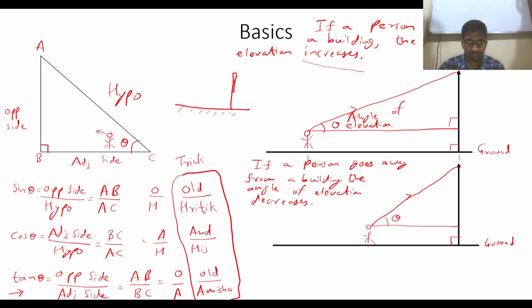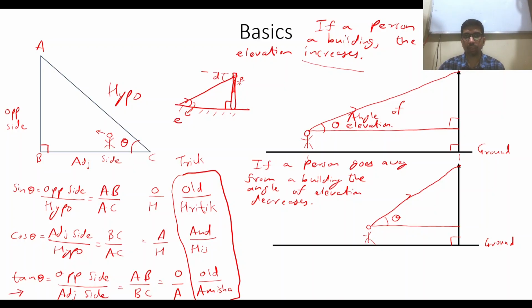The building is not good. So assume there's a building over here. This is 90 degree. A person is at ground. A person will look up. So if you're looking up, it's called as angle of elevation. Now there is a person over here at the top floor. He will look down. So looking down is called as angle of depression.